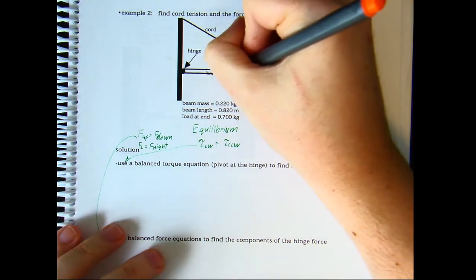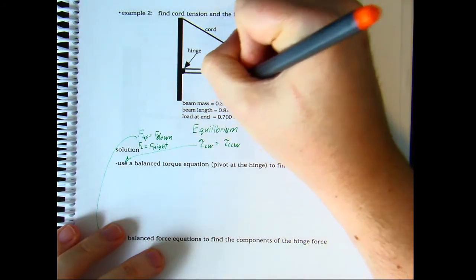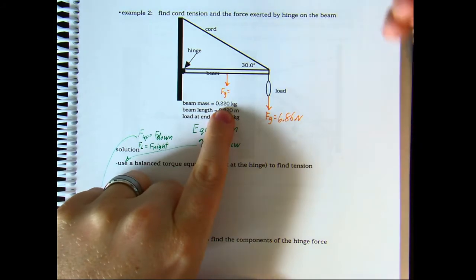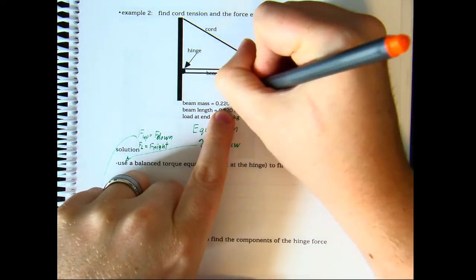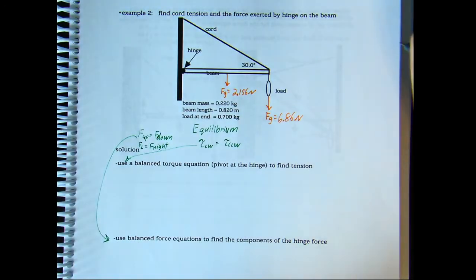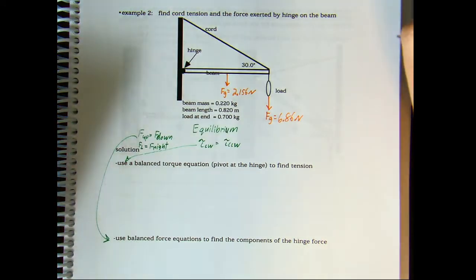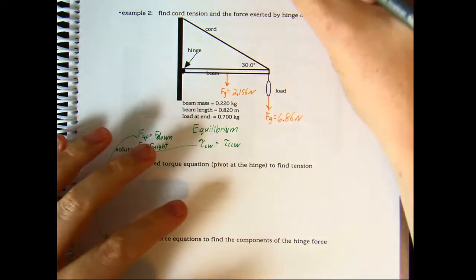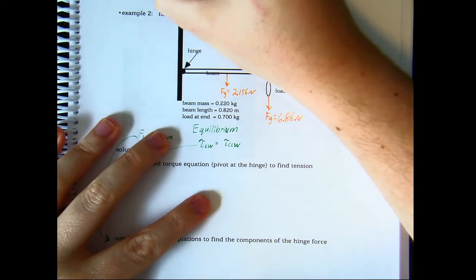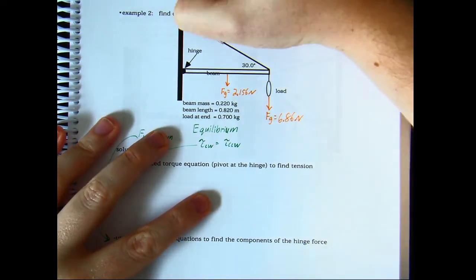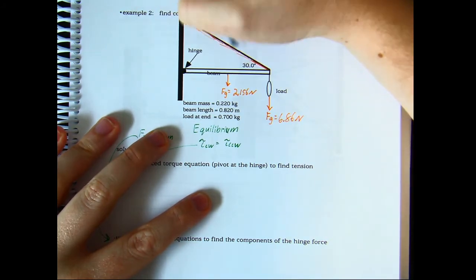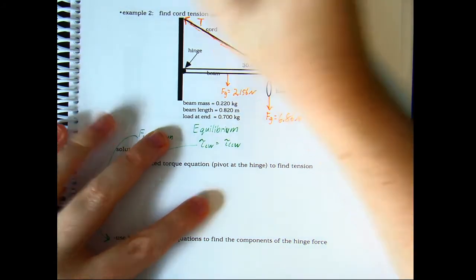There's a force in the middle of the beam due to gravity, Fg. We know the beam has a mass of 0.22 kilos, so 0.22 times 9.8 is 2.156 newtons. What else have we got? We know there's a force on the hinge, so there's going to be a normal force acting out and a force acting up, likely. We're going to find those later. We've got tension here.